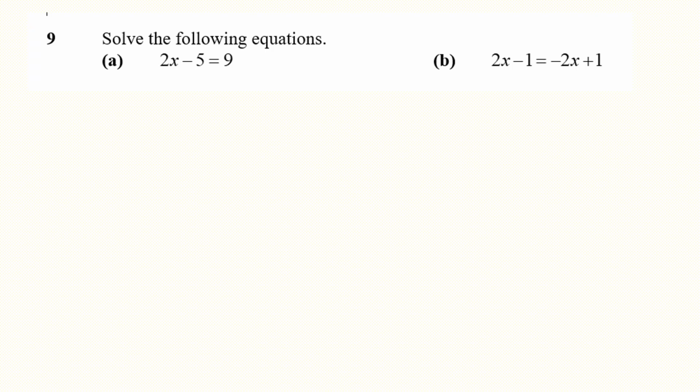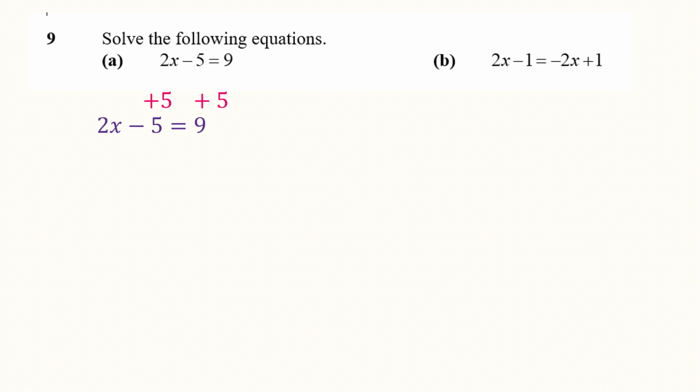Let's look at the first questions. We're asked to solve the following equations. Part A, 2x minus 5 equals 9. So basically we need to find the value for x, right? We'll try to find the zero pair. To get rid of negative 5, we need to add 5, because negative 5 plus 5 gives you 0. So we're going to add 5 to both sides of the equation.